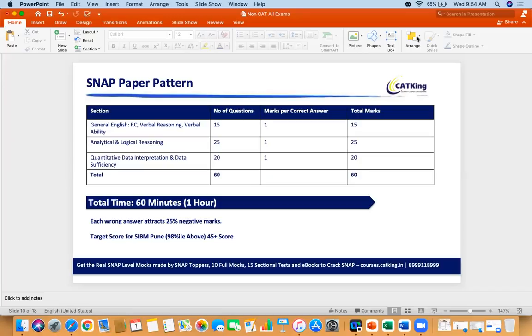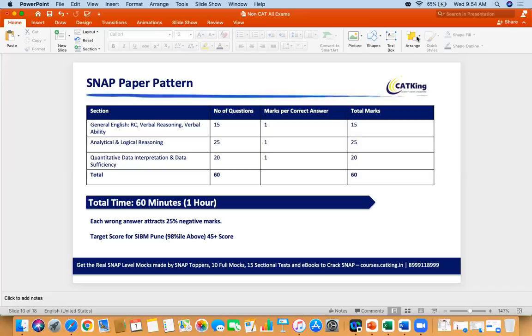The weightage of each module is: general English, that's RC, verbal reasoning, verbal ability, 15 questions. Analytical and logical reasoning, 25 questions. Quants and data interpretation, data sufficiency, 20 questions. So we can clearly see the most important section is the logical reasoning section, right? While you're preparing, make sure you're studying this, because this is the section which gets the maximum difference when you compare it to CAT as well, right?